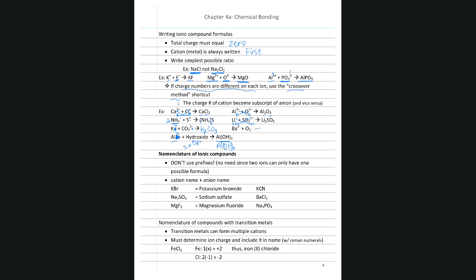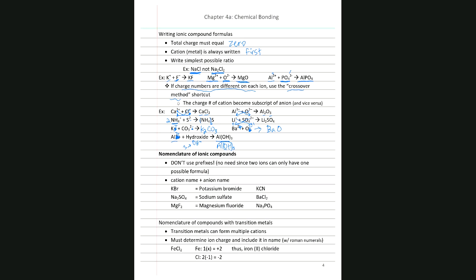So somebody tell me what this formula will be. If we combine, oh my God, what a mess. Barium has a 2+ charge, and oxygen has a 2- charge. So what will the formula be? BaO. Yep. Good. Not Ba2O2, but BaO. That would be the simplest form. They cancel each other out.